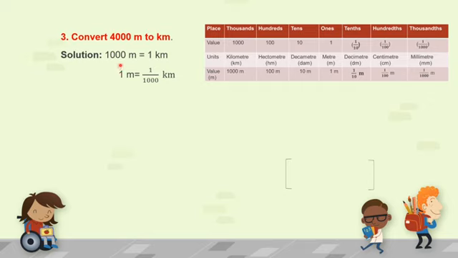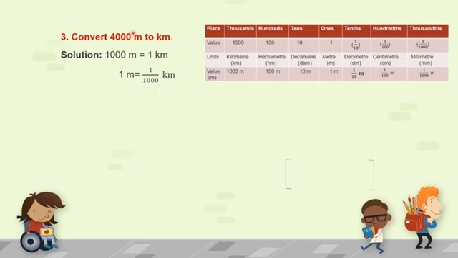Now 1000 meter make 1 kilometer, right? From the place value we have understood that 1000 meters make 1 kilometer. How have we understood that? Now kilometer is here. See here, place value chart, 1000 meter. 1000 meter make 1 kilometer, right?